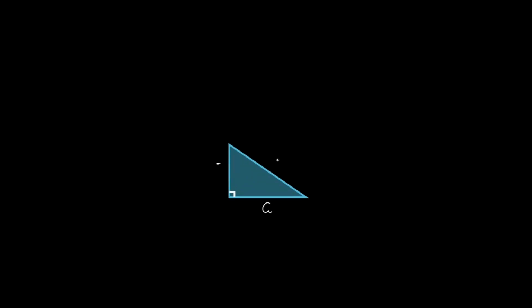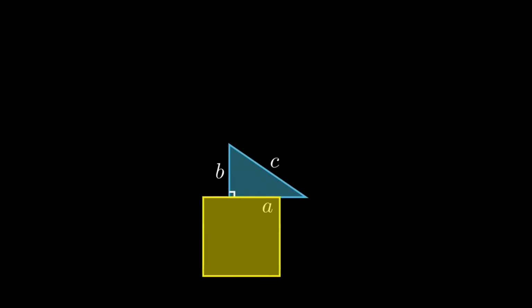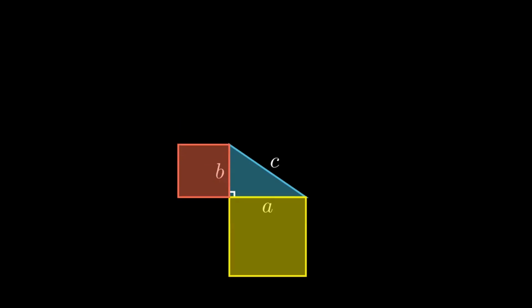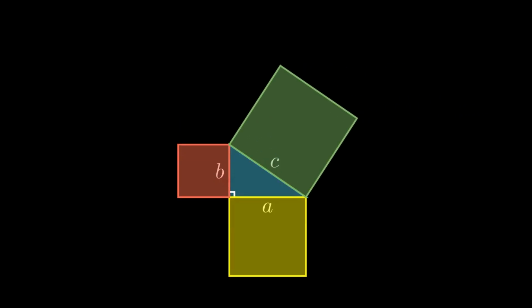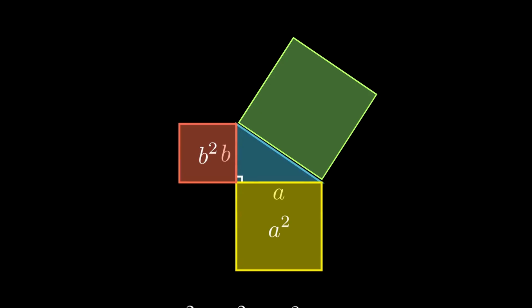Now here's the puzzle. If we have these two squares with areas a squared and b squared, how do they relate to a third square built on the hypotenuse of a right triangle formed by sides a and b? Let's take a look at this construction.